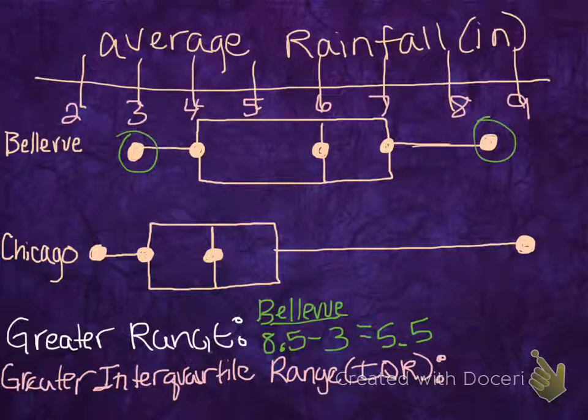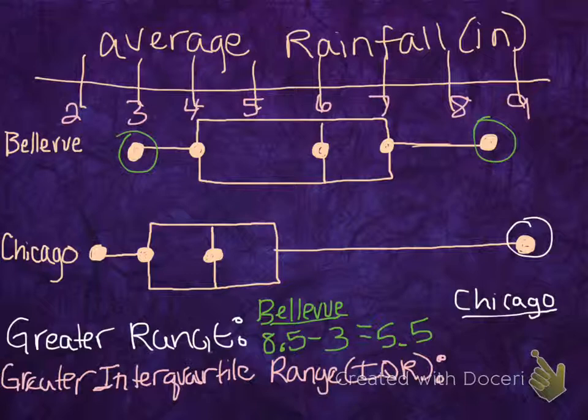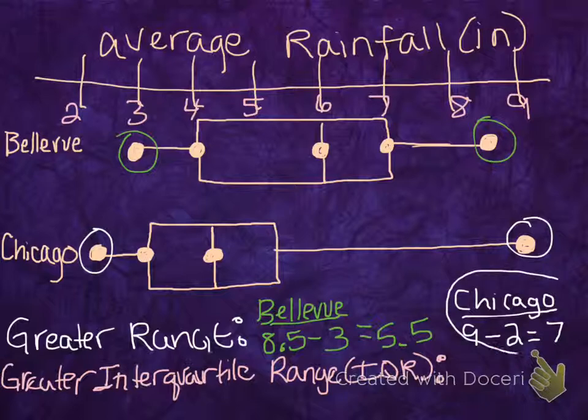Okay, if we want to look at Chicago, we do the same thing, except now my maximum is 9 minus my minimum, which is about 2. So my range is going to be 7 for Chicago. So the greater range is actually going to be Chicago in this case, right?